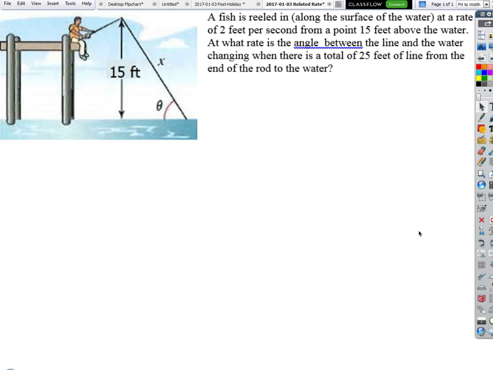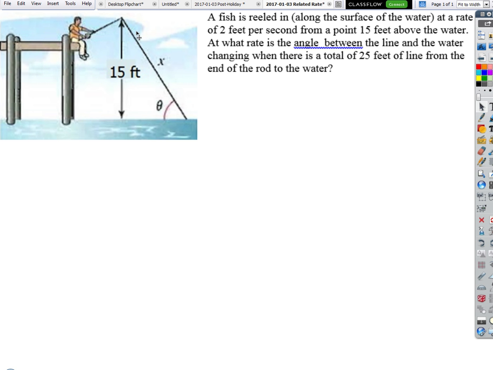Now, all you need here are x's and thetas, because here's the mistake people made. A fish is reeled in along the surface of the water. People thought we were talking about the rate of change of this variable here, right? That's not what it wants. What it wants is the rate of change. It's reeled in, meaning the line is coming in at a rate of 2 feet per second. So the x dot is -2.